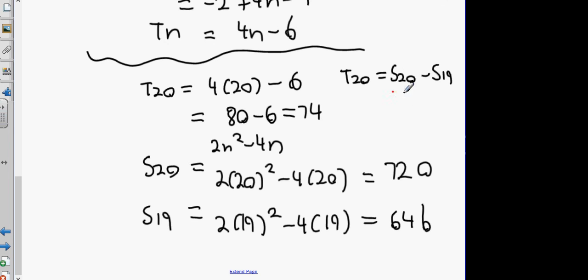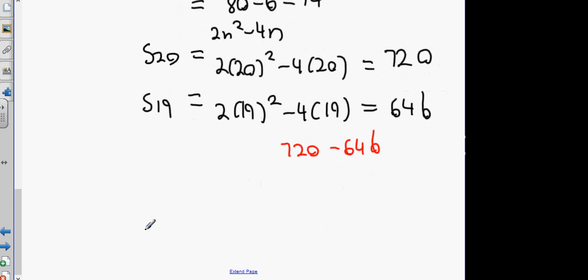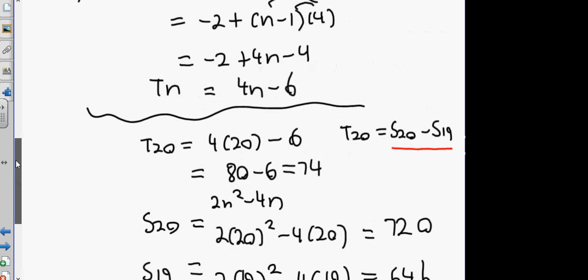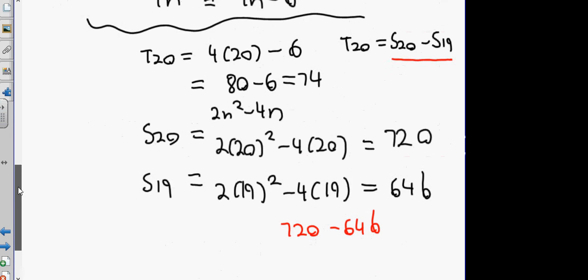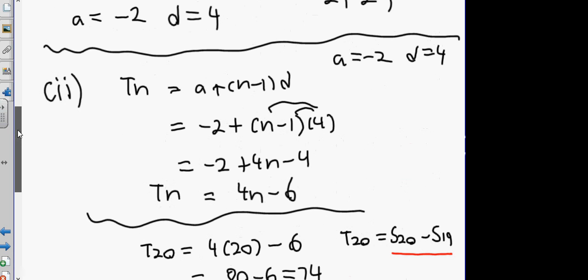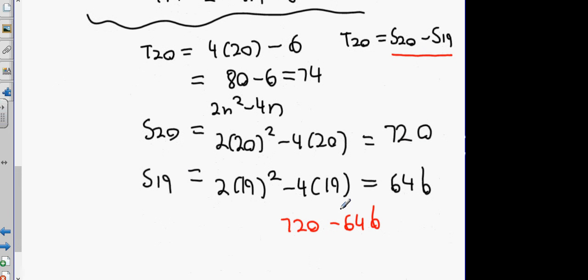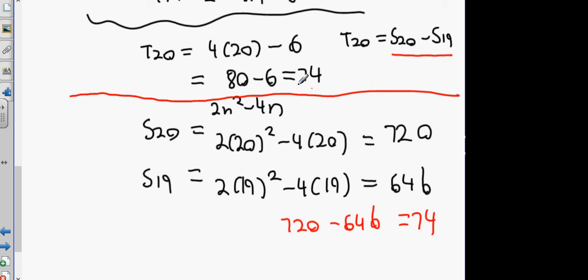Now, what does the question ask us to do? It asks us to take away S19 from S20. So it's 720 minus 646. And what you're going to find is the answer should be 74. Is the answer 74? Yeah, the answer is 74, the same answer we got for T20.